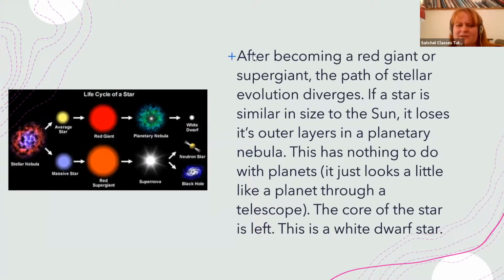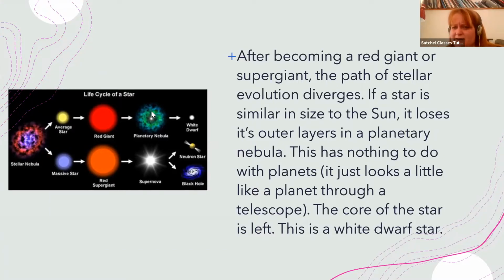So after becoming a red giant or supergiant, you get to this point where the path of stellar evolution diverges, so it splits into two. If a star is similar in size to the sun, it will lose its outer layer. So it's a very sedate death for the sun. It doesn't blow up or anything. Over time, it just loses its outer layers in a process that's called becoming a planetary nebula.